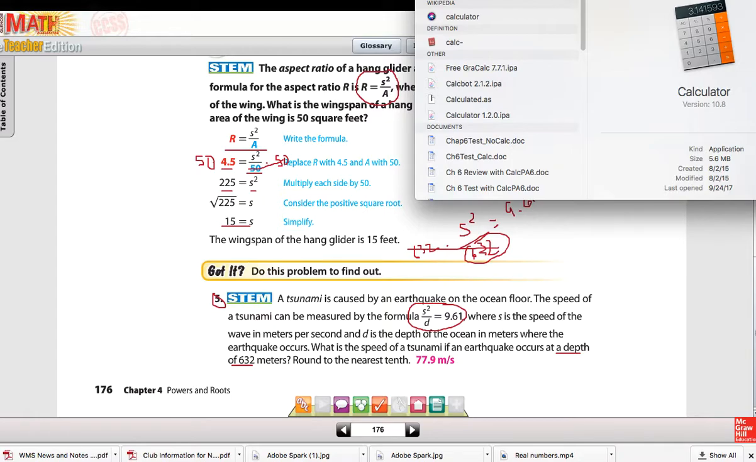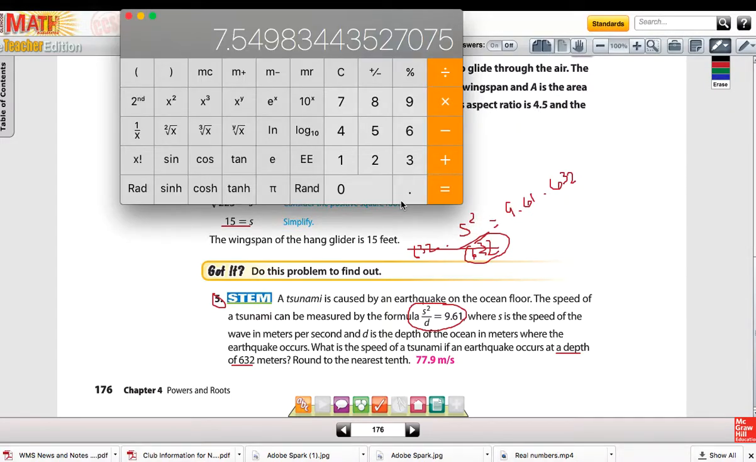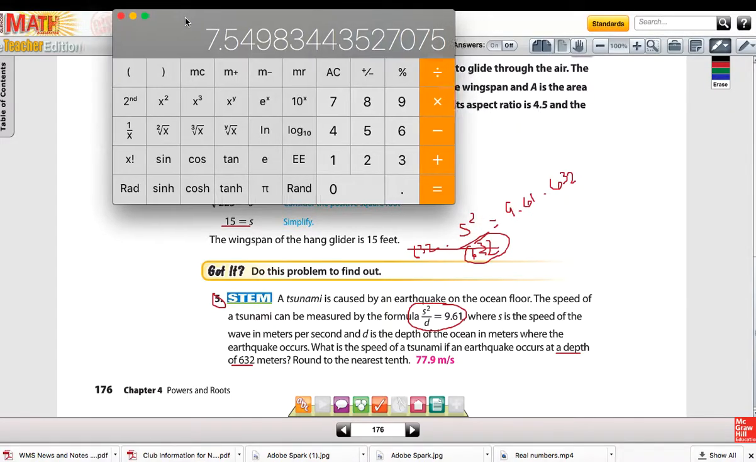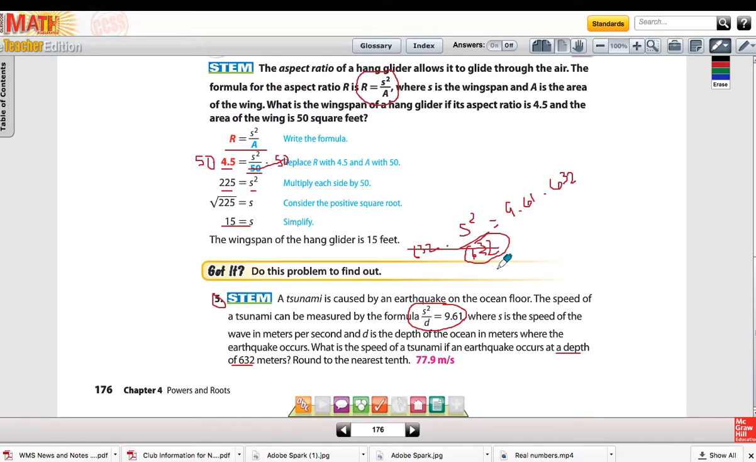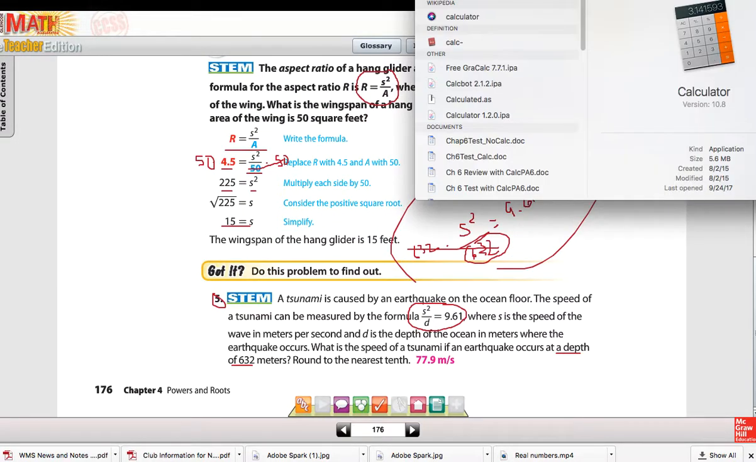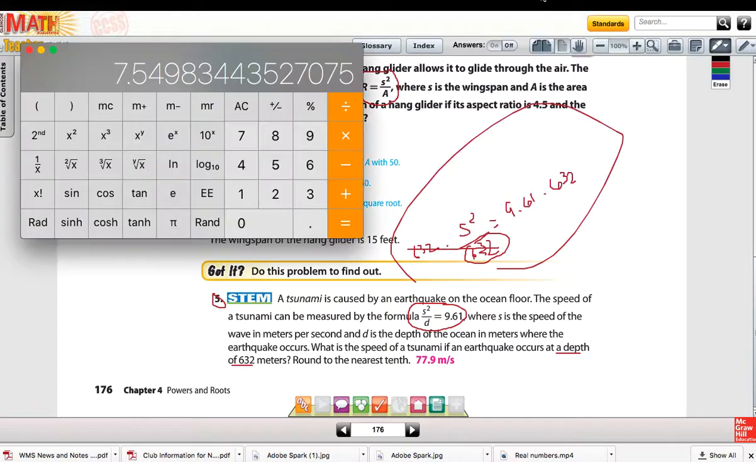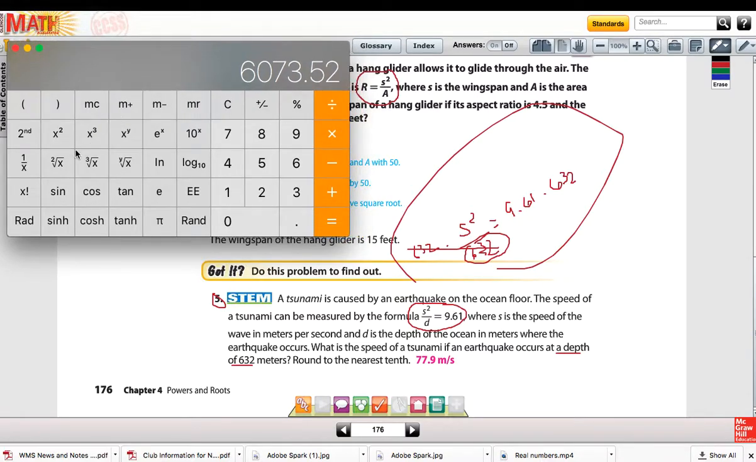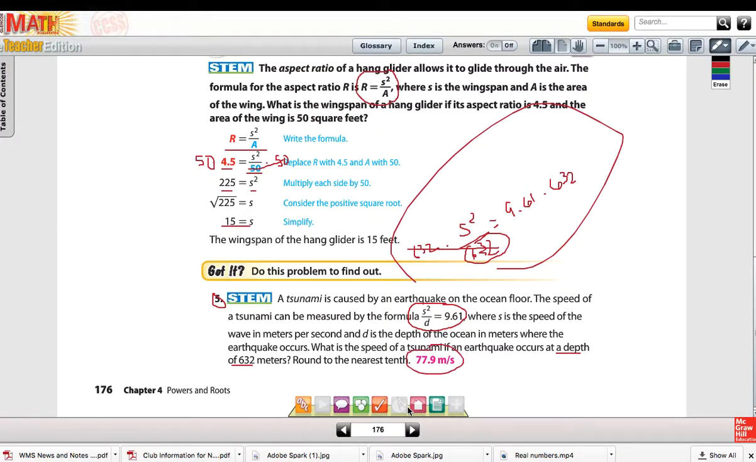If I pull up my calculator, and it's fine if you use a calculator as long as you're putting in your work here and not just writing down the answer that you find, I'm going to take 9.61 times 632. And remember, that's what s squared equals. So when I take the square root of that, I get 77.9, which is what's shown here.